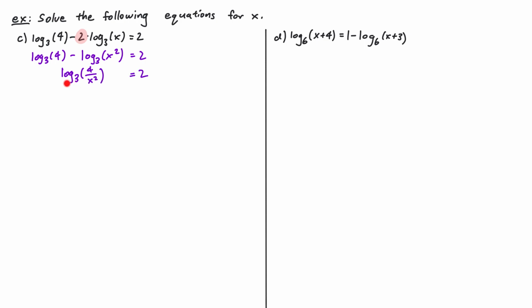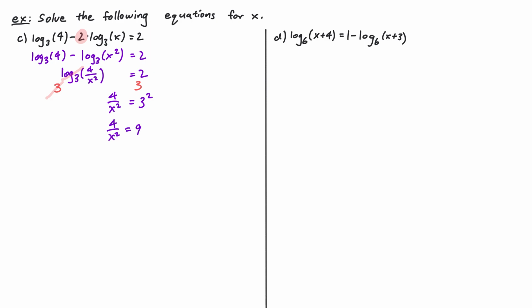Now that the logarithm is the last operation being performed on the left-hand side, we can cancel it out by exponentiating both sides with base 3. So let's do 3 to the power of the left-hand side and 3 to the power of the right-hand side. Once again, the logarithm with base 3 cancels out with the exponentiation with base 3, leaving us with 4 over x squared on the left-hand side, and we'll have 3 squared on the right-hand side.